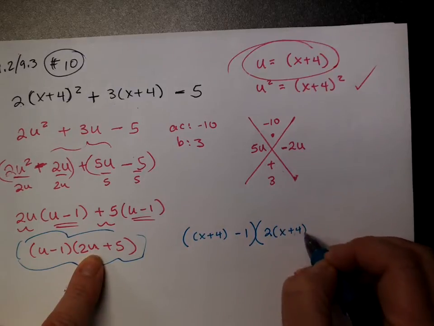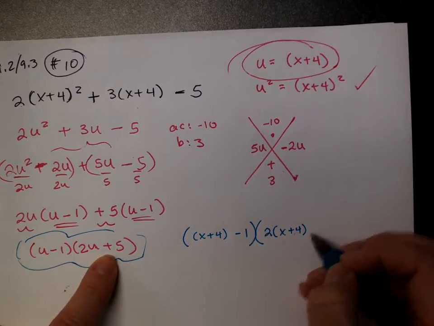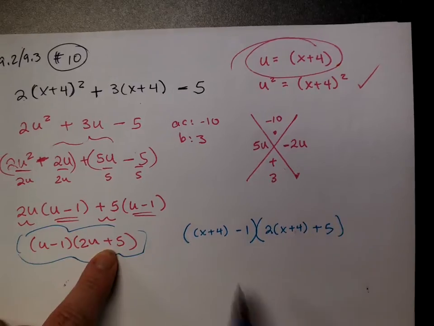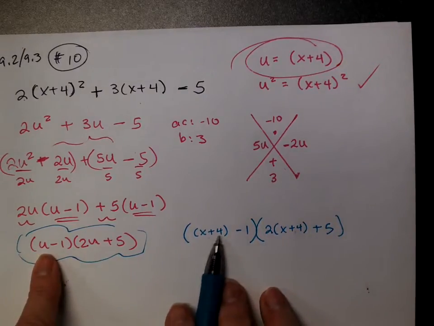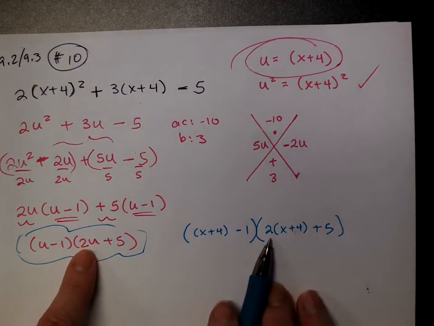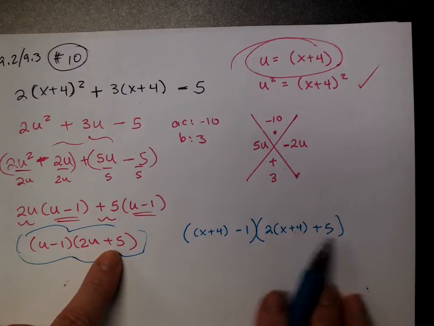Look how important these parentheses are. Plus 5. So u minus 1, 2u plus 5. Oh, I did it backwards. I flipped it around. Okay.